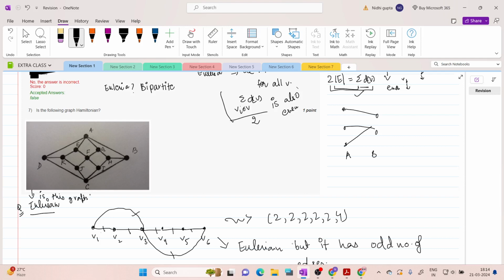No, ma'am, because there are nodes whose degrees are odd, such as D. If we take the degree of D, it is 3, which is odd. Therefore we know that this graph is not Eulerian. Okay, now we have found out that this is not Eulerian. Now the second question is, is this graph Hamiltonian?